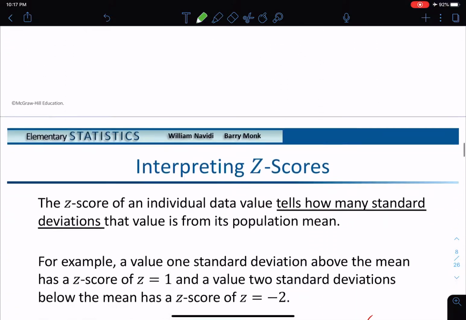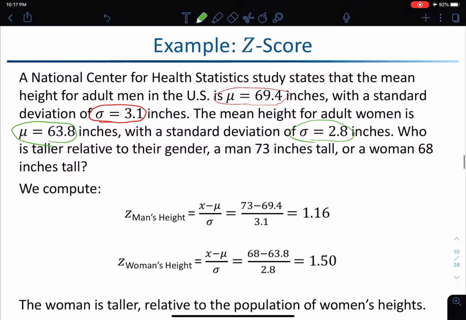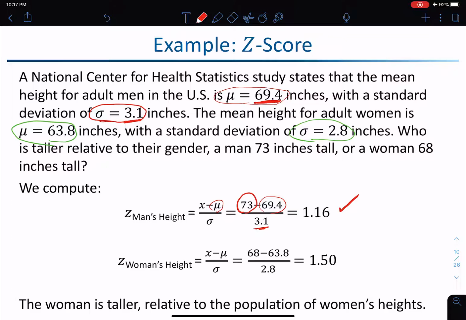So let's plug that into our formula. He said the man had a height of 73 inches, and then of course we take the mu, which is the mean for the men, there it is right there, minus 69.4, and then divide it by the standard deviation, which is 3.1. And so of course you're going to subtract the numerator first, then divide by 3.1, and you get a z-score for this man's height. This specific man's height of 73 corresponds to a z-score of positive 1.16.